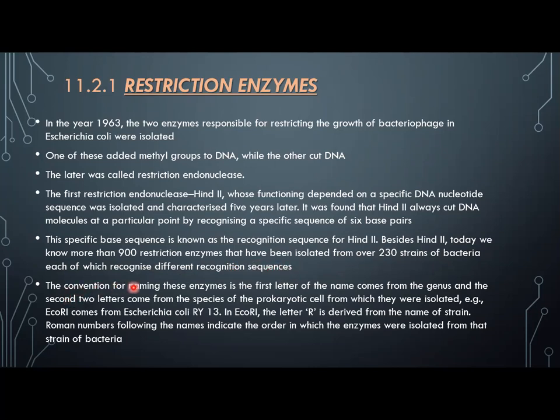The convention for naming these enzymes is that the first letter of the name comes from the genus and the second two letters come from the species of the prokaryotic cell from which they are isolated. Example, EcoRI comes from Escherichia coli RY13. In EcoRI, the letter R is derived from the name of the strain. Roman numbers following the names indicate the order in which the enzymes were isolated from that strain of bacteria.